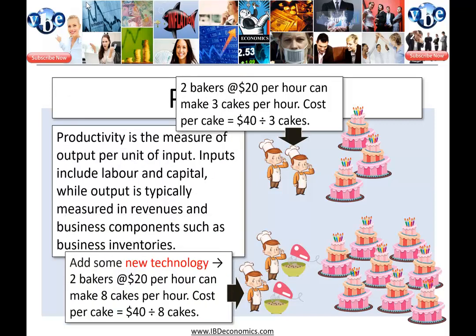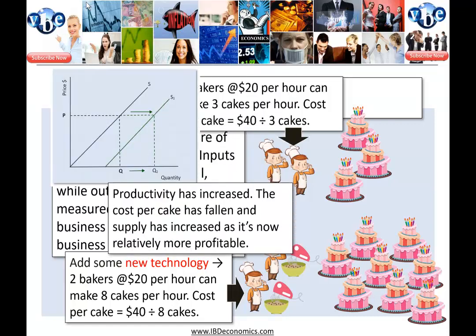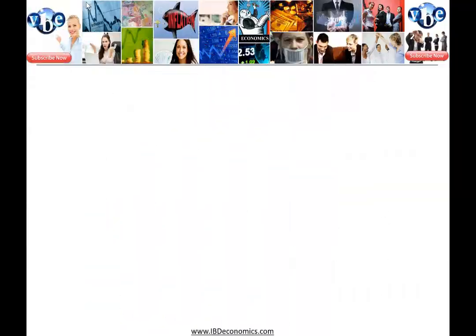Here we have, with the new technology, the same bakers are not being paid extra. They're still being paid their wage, $20 an hour, but now they can output 8 cakes per hour. And if we look at the cost per cake, $40 divided by 8 cakes, we know which cake is cheaper to make. So productivity has increased, and importantly, the cost per cake has fallen. Supply will increase as it's relatively more profitable now. So productivity is really related to cost, and we can relate costs back to profitability, and supply is all about profitability. Make the links.